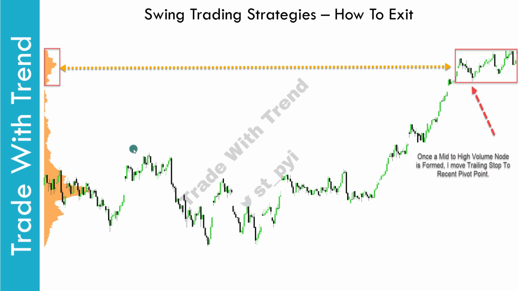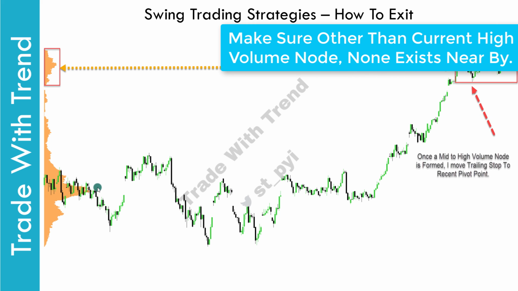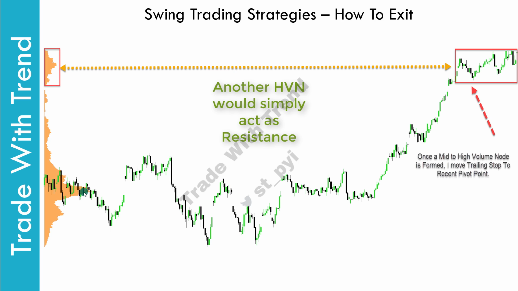Before taking a trade, always see where the next high volume node already exists. So if you want to take a trade with price moving above the current high volume node and you spot that one more high volume node exists just 2 to 3% away, then let this trade pass. You need to make sure that there is no other high volume node near your current breakout region. This would actually increase the odds of success.